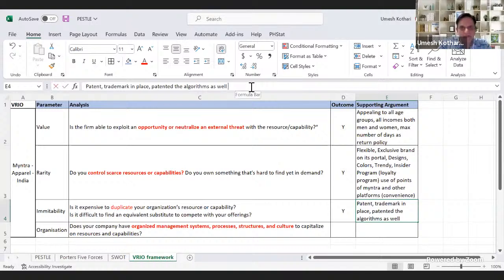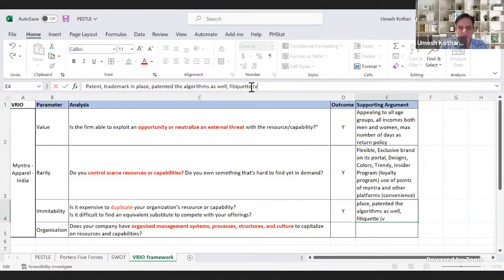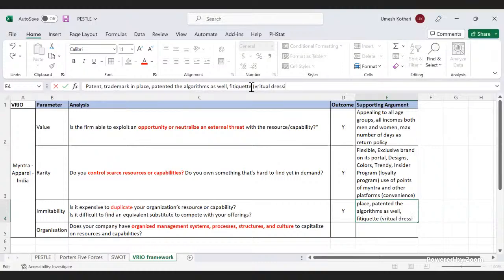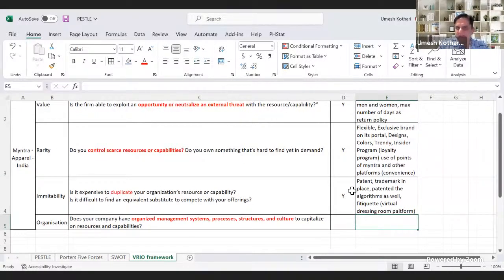What is it called, Ansh? One more time, I'll put that in because that is unique. What is that? Fitiquet. Is it FITIQUE, double TE? Yep. And this is what? It's a virtual dressing room. Yes, a dressing room platform. All right, cool. Great. So because of that, we are saying it is yes.